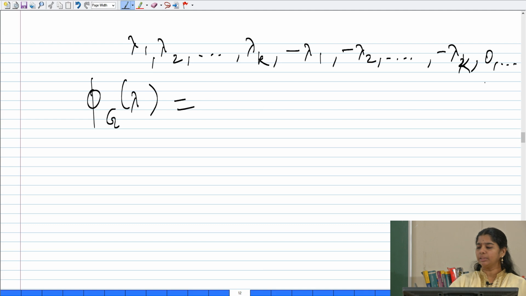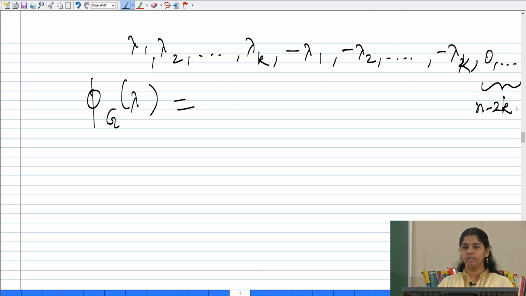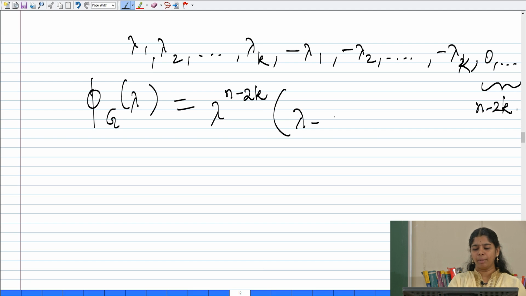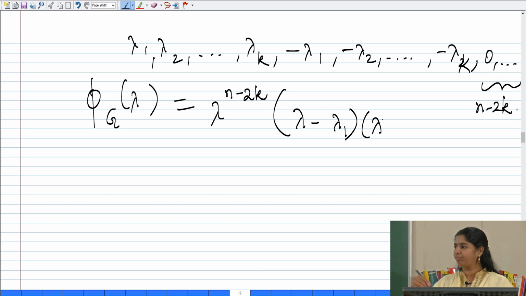So this would be nothing but, since there are n minus 2k zeros appearing, we will have lambda to the power of n minus 2k, into lambda minus lambda 1. Similarly, there is also an equal pairing of lambda plus lambda 1, lambda minus of minus lambda 1 will be there. So, there will be this factor coming across.